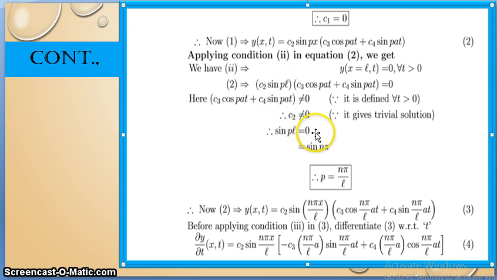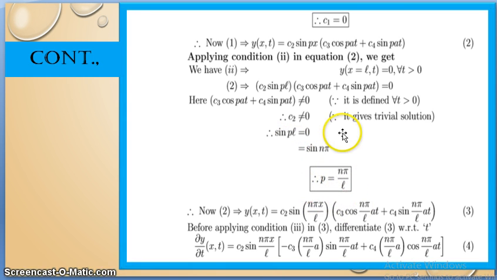So sin pL equal to 0 means, when this is 0 for the sin function, it is sin n pi. Therefore pL equal to n pi, that is sin pL equal to sin n pi, cancelling sin here. Therefore p equal to n pi by L. So substitute this in equation number 2. Where p is present, we can replace it with n pi by L.